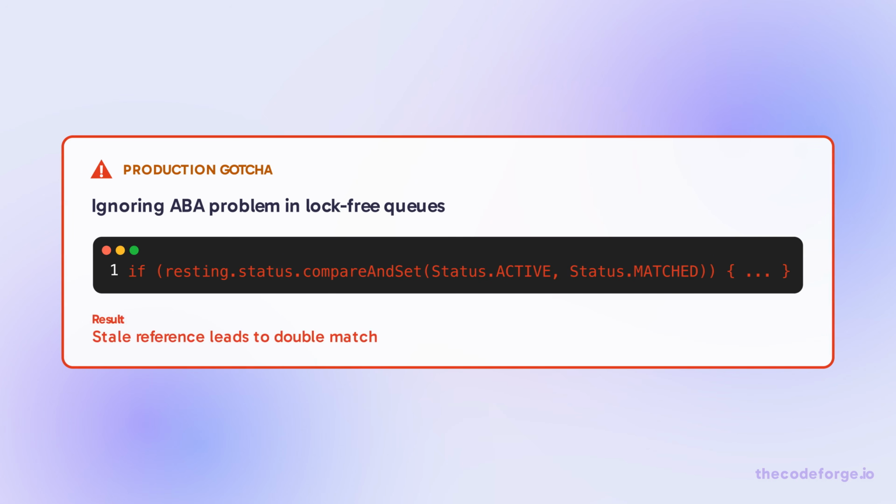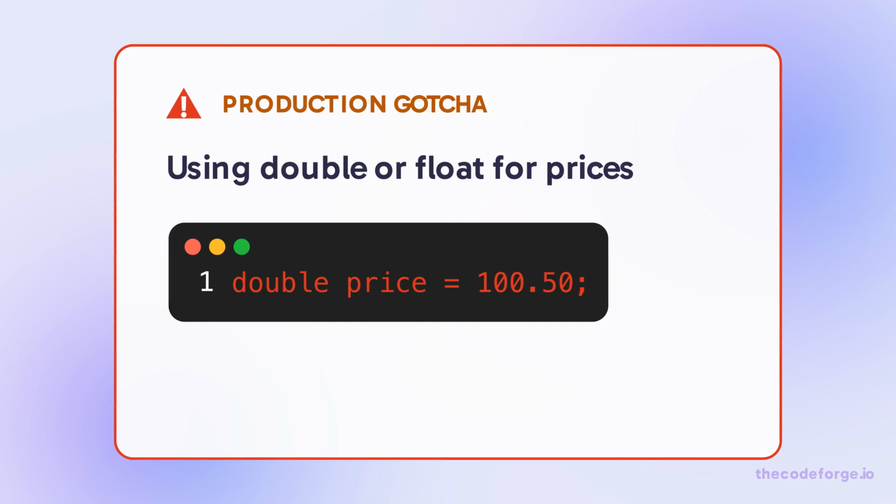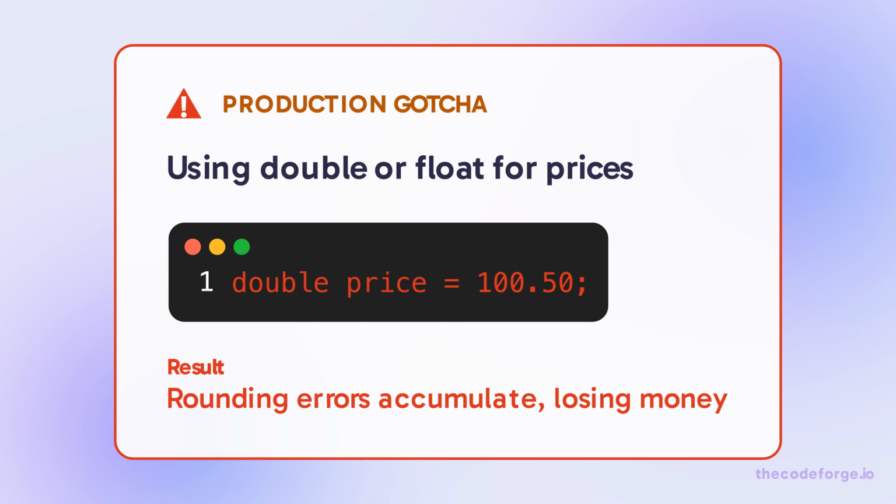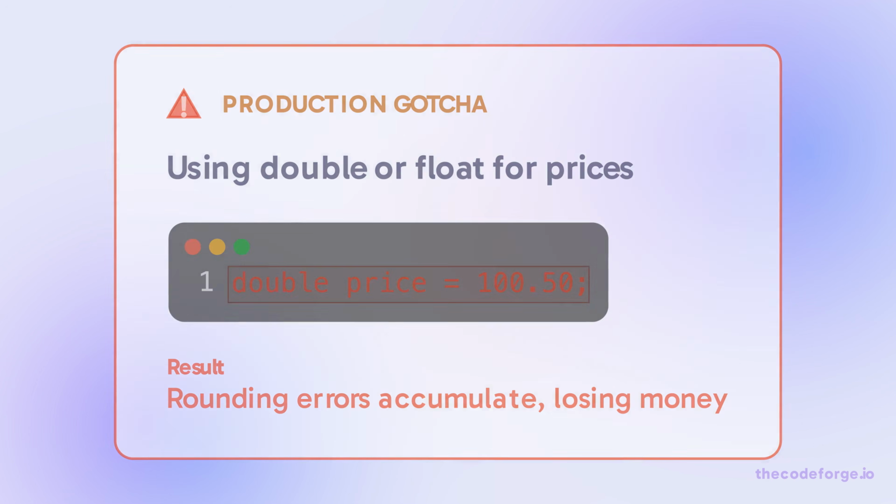The ABA problem can occur if a node is removed and reinserted with the same address. Use atomic reference with versioning or a hazard pointer to avoid it. Never use floating point for prices. Rounding errors can cost real money. Always use long with a fixed decimal multiplier, like cents.